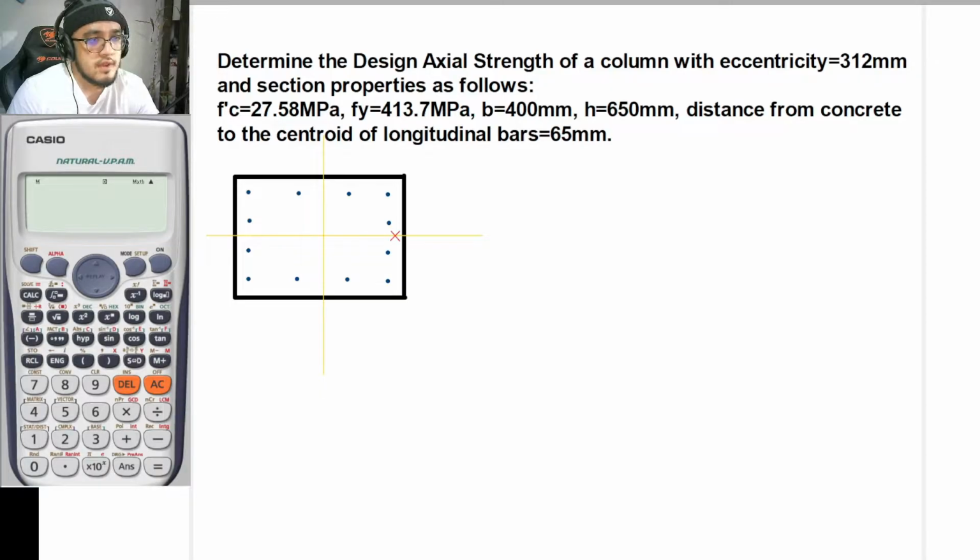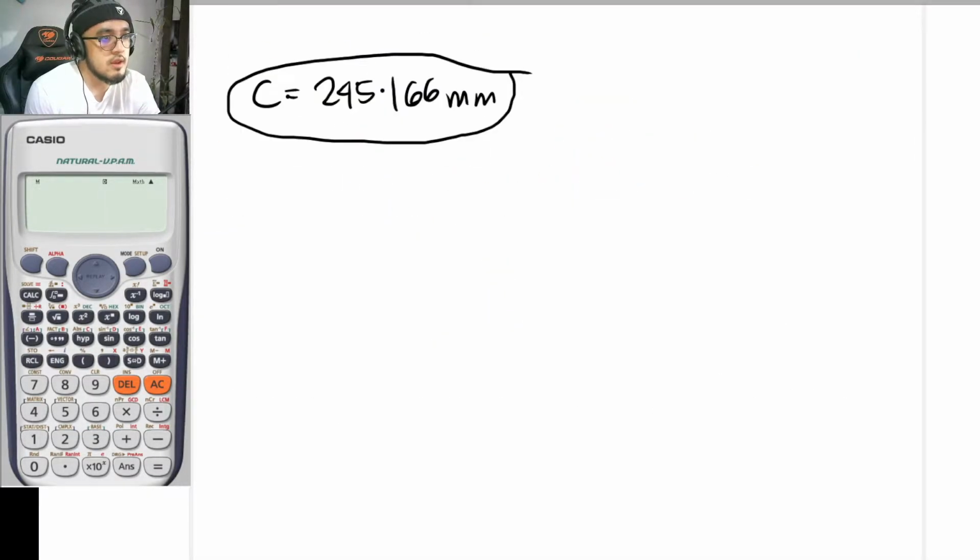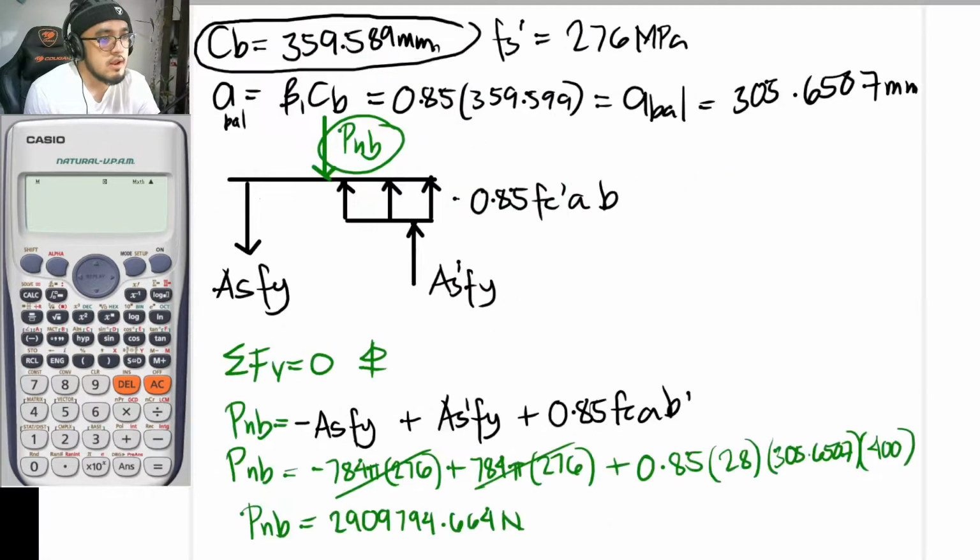And in today's video, I will be showing you how we would be solving for the design strength φPn of a certain axial member under uniaxial bending using an interaction diagram. So in the previous video, we solved for the value of φPn using the analytical method. And in the analytical method, these were the steps that we did in the last video.